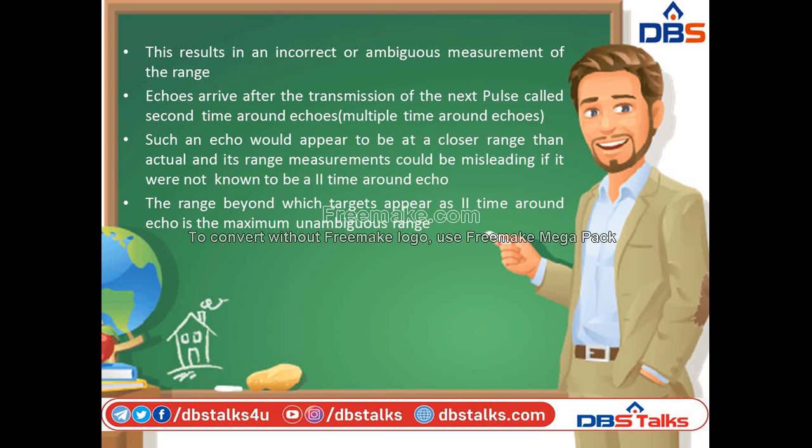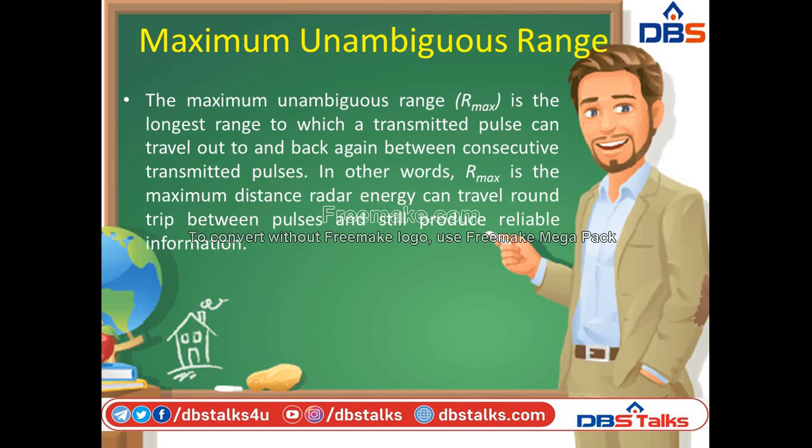See here, such an echo would appear to be at a closer range than the actual, and its range measurement could be misleading if it were not known to be a second-time-around echo. Unless we mark which one is the second and which is the first, we are going to get confused. The range beyond which the target appears as a second-time-around echo is the maximum unambiguous range. Here, unambiguous means a clear range, ambiguous means an unclear range. So we need to calculate the maximum unambiguous range.